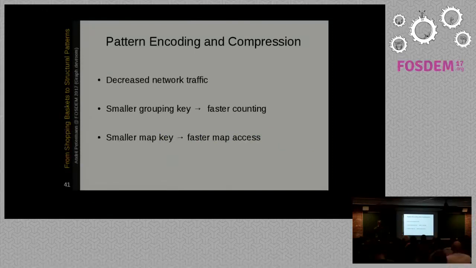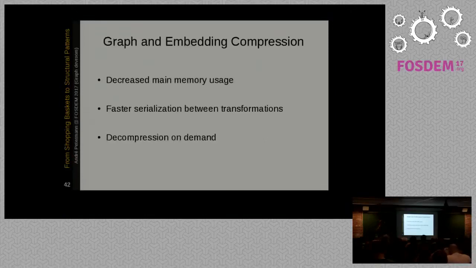And the effect of this is we decrease network traffic because the patterns that are shuffled over the network are smaller. We have a smaller grouping key in the group by operation, which means this is notably faster. And also the map access, when we access the embeddings of our patterns, we have much smaller map keys, so also this is more efficient.